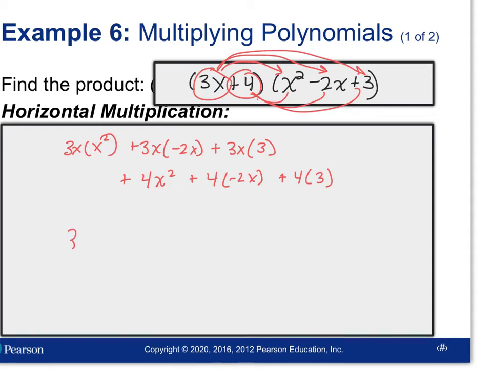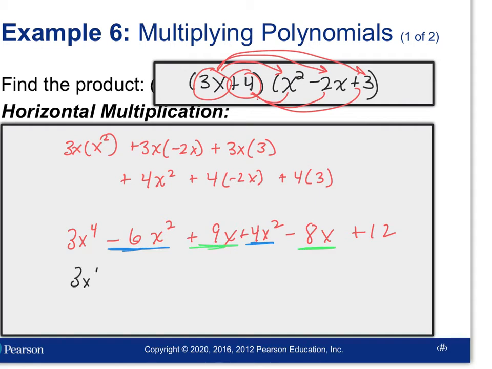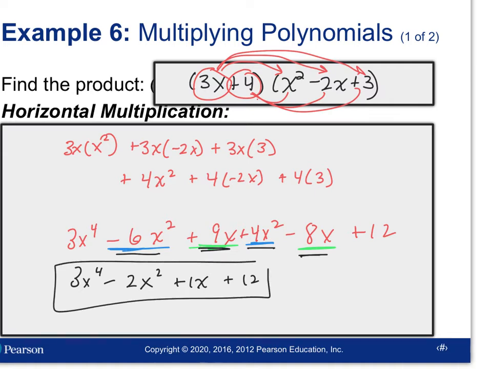That will give us 3x to the fourth minus 6x squared plus 9x plus 4x squared minus 8x plus 12. And we look at our like terms. We have an x squared term and an x squared term. We have an x term and an x term. 3x to the fourth has nobody to pair with. Negative 6x squared and positive 4x squared gives us a negative 2x squared. Positive 9, negative 8 is a positive 1x, plus 12. And that is your answer.